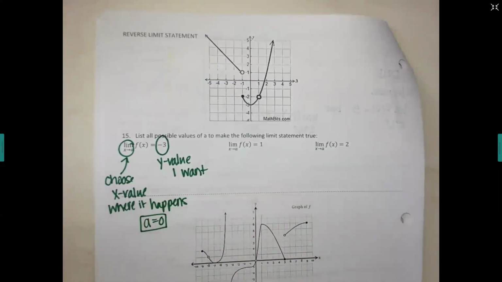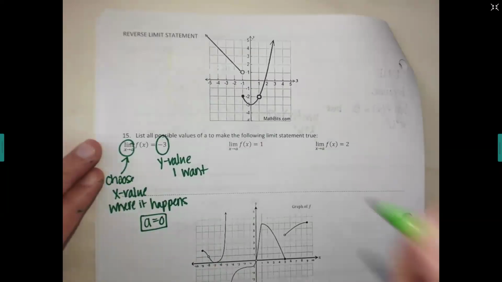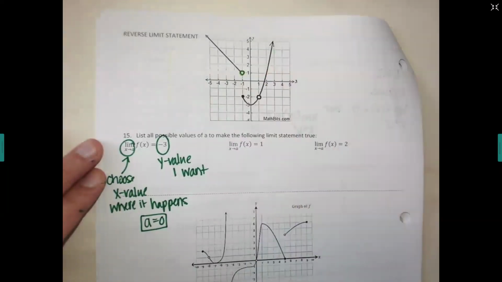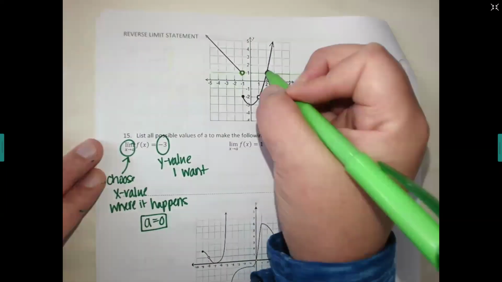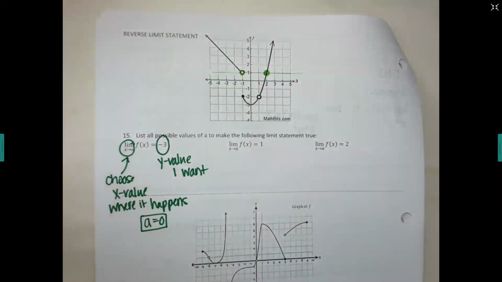Okay, next one. I want my limit to be equal to what y value? 1. I want to find all of the x's where that happens. So let's find all the places where my graph crosses 1. I have a 1 here. And then I have another 1 here. Okay, now if I list both of those as answers, one of them would actually be incorrect. Which of these is not a 2-sided limit approaching 1?